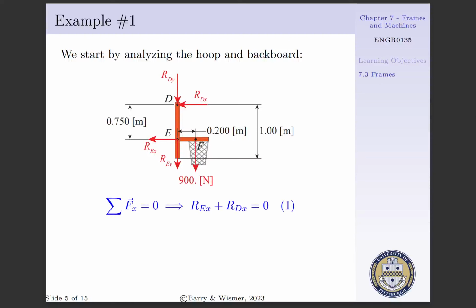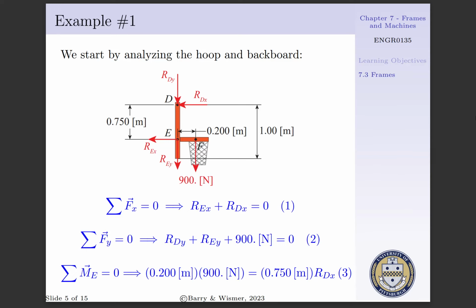We will begin by summing the forces in the x direction and setting them equal to 0. We have Rex plus Rdx being equal to 0. We will call this equation 1. Next, we will sum the forces in the y direction and set them equal to 0. We see Rdy, Rey, and 900 newtons all act in the negative y direction. Thus, equation 2 takes the form Rdy plus Rey plus 900 newtons is equal to 0.